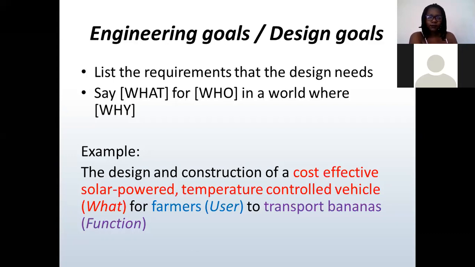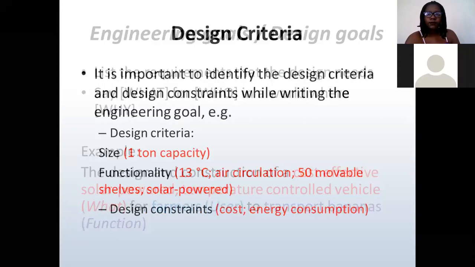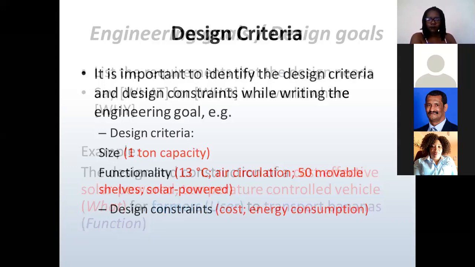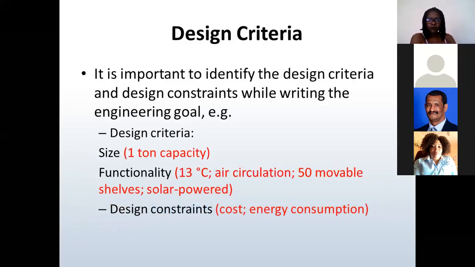So when we continue with the engineering project, design criteria is also important. The learner needs to identify the design criteria and design constraints while they're busy with their engineering goal. For the design criteria, for instance, they need to look at size, 1 ton capacity. They need to look at functionality, 13 degrees Celsius, air circulation, 50 movable shelves. It must be solar powered, for instance. But they also need to look at design constraints: cost effectiveness, energy consumption.